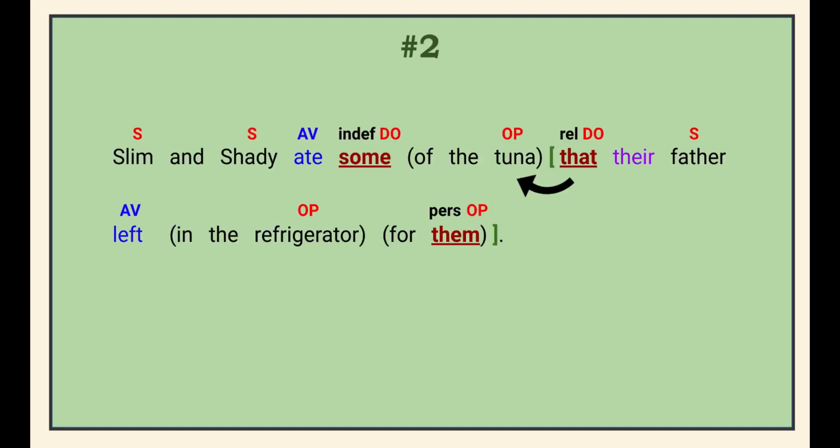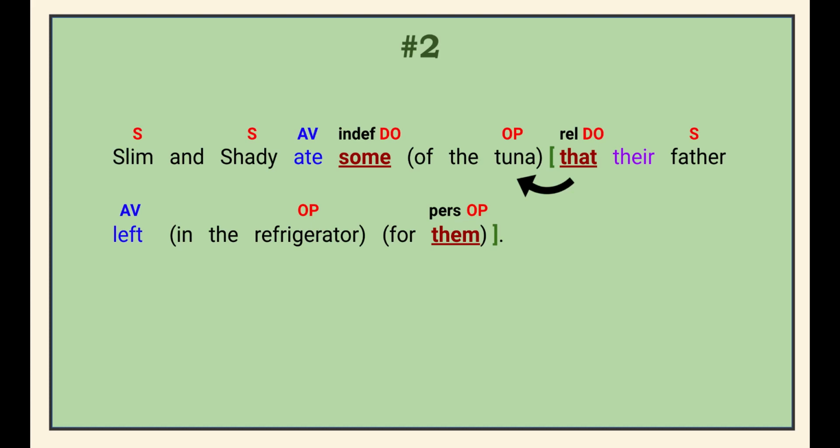Number 2. Slim and Shady ate some of the tuna that their father left in the refrigerator for them. Our verbs are ate and left. They're both action verbs. The first pronoun is some. It's an indefinite pronoun and it's acting as the direct object of the action verb ate. What was eaten? Some. The antecedent of some is the noun tuna.